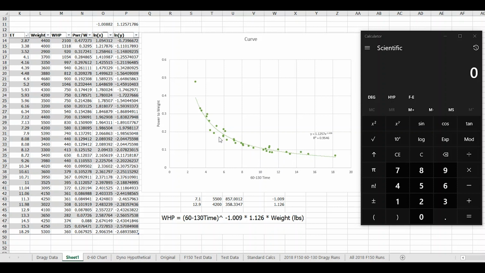And so once I put in all this data and came up with the line of best fit, we're able to come up with a calculation to tell us what our wheel horsepower is based on our 60 to 130 time and the weight of our vehicle. So the formula is your 60 to 130 time to the power of -1.09 times 1.126 times weight.